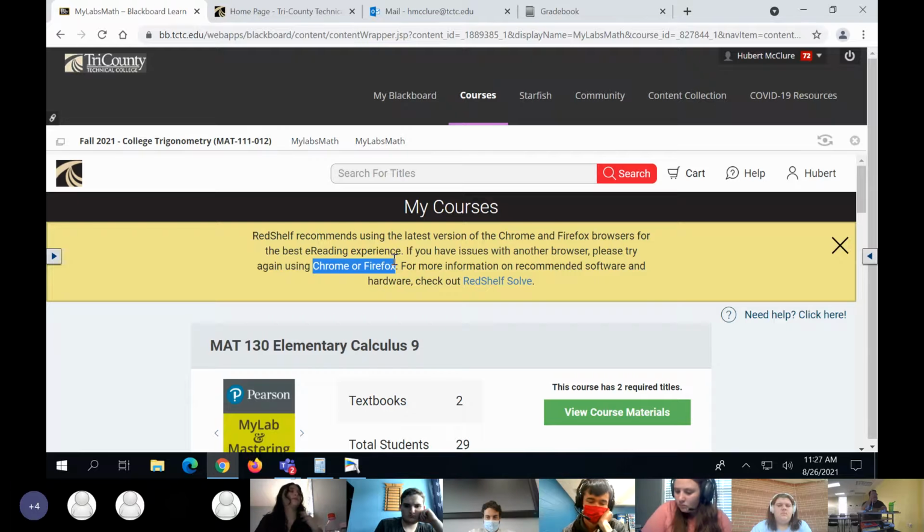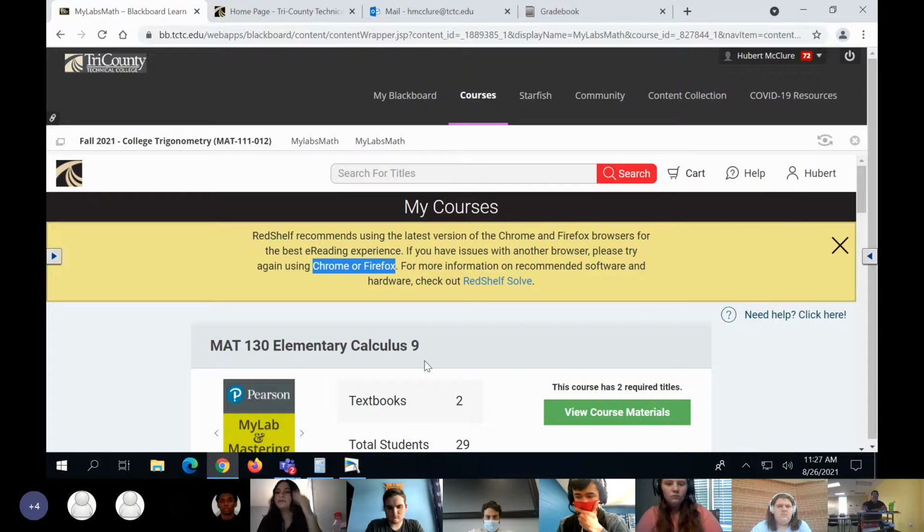If you've got a Mac, you're going to have troubles anyway, but you can add the Chrome and Firefox on there by just going to your search bar and pulling it up and installing it on your Mac.